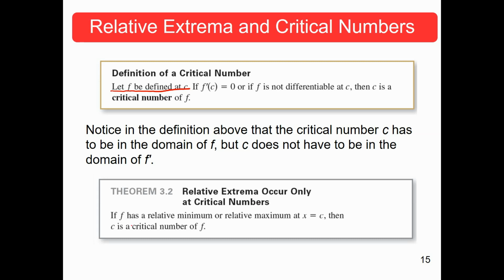So if f has a relative minimum or maximum at x equals c, then x equals c has to be a critical number. This does not necessarily go the other way. Just because it's a critical number does not mean that it is a relative maximum or minimum. The only thing that's guaranteed is that if we have a maximum or a minimum, it has to occur at a critical number. So if you have any questions about relative extrema, please shoot me a Remind or ask a question in class.